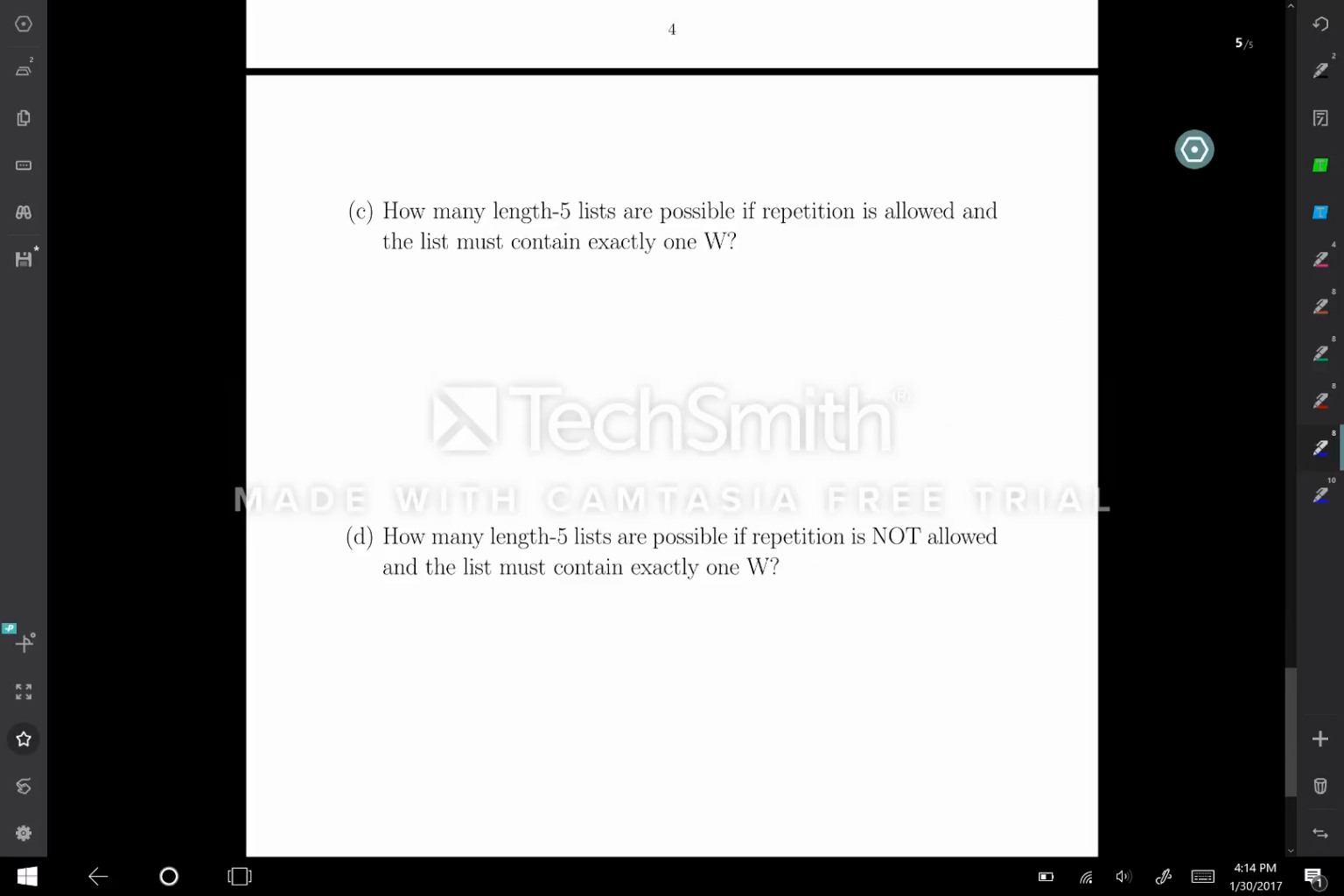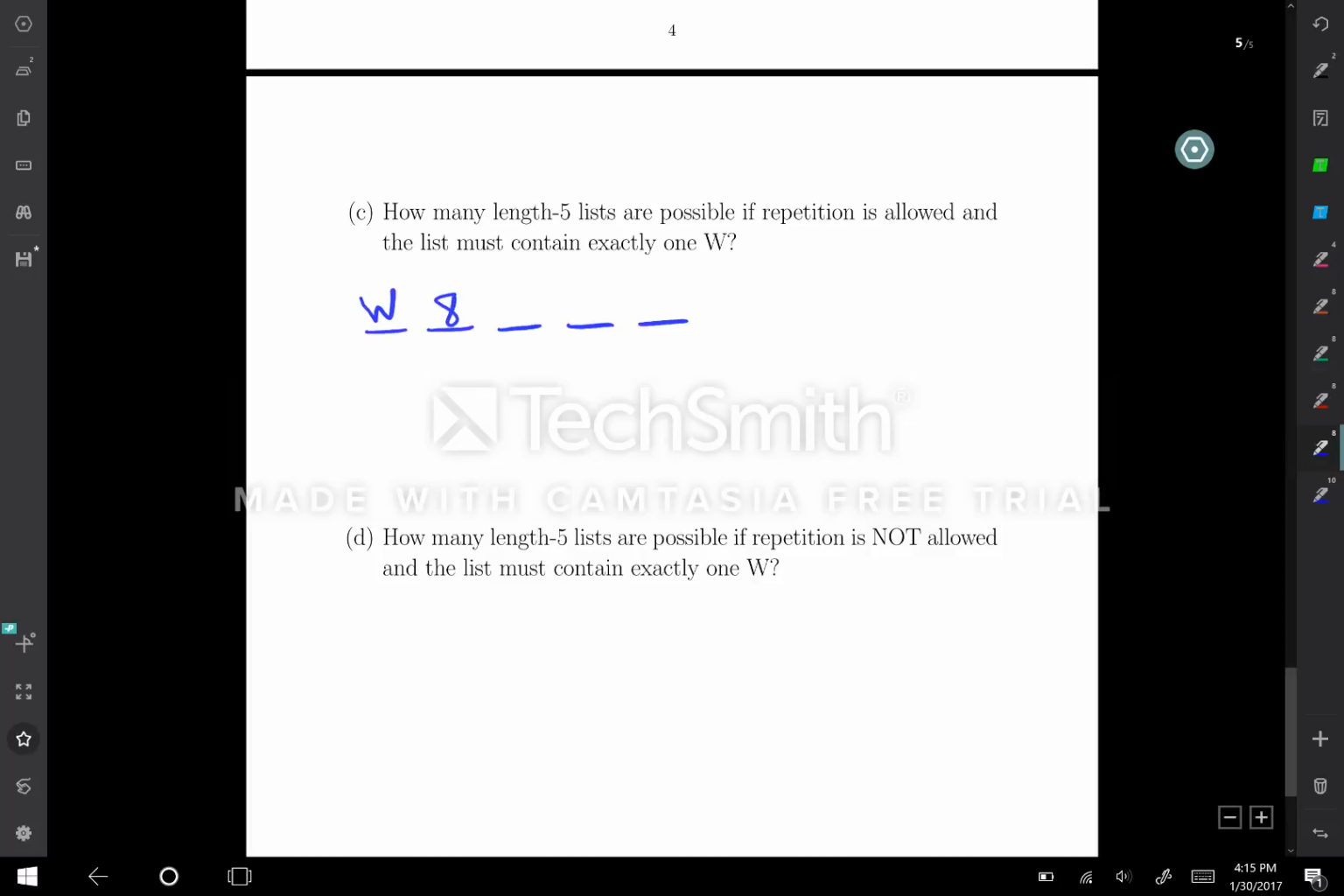Now, let's take it one more step. How many length 5 lists are possible if repetition is allowed and the list must contain exactly 1 W? So again, we can start with our 5 slots. There are many cases to consider. The first is maybe the W is in the first slot. Now, how many letters are available for the second position?